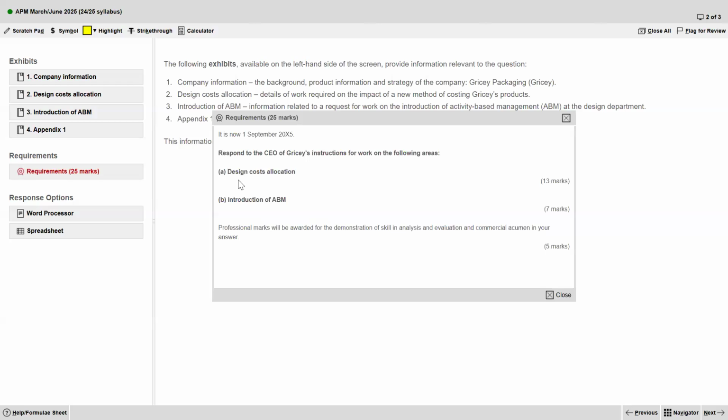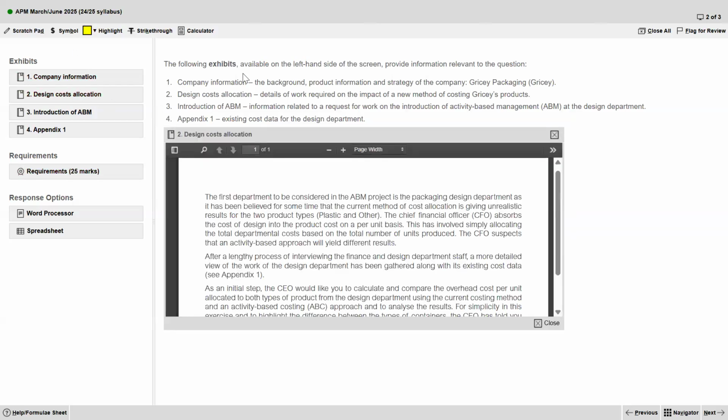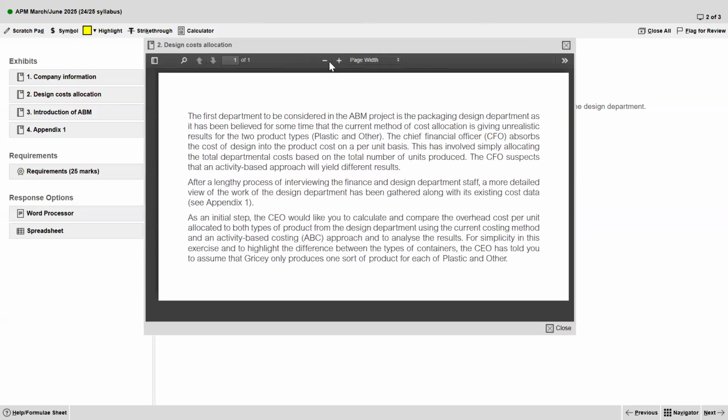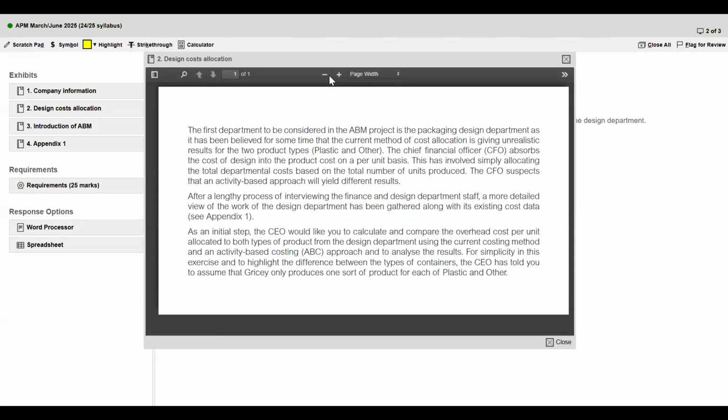Now, what's the requirement of the question? Design cost allocation. Now, what is this design cost allocation? Can you just read through it? We are going to explain when it is required by the examiner, and at the same time, if a technique is not explained, then we will also explain it a bit.